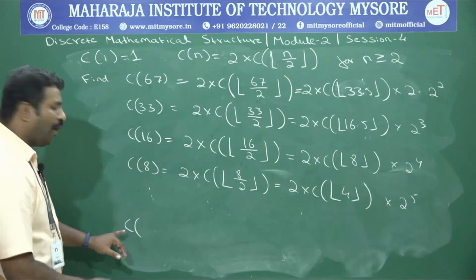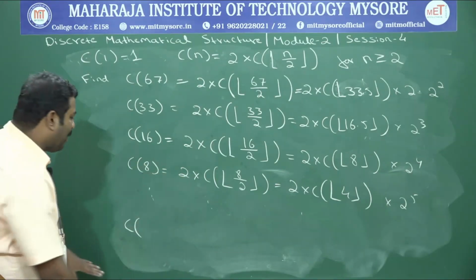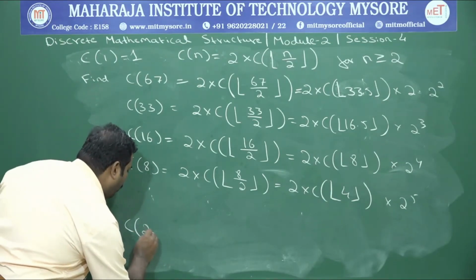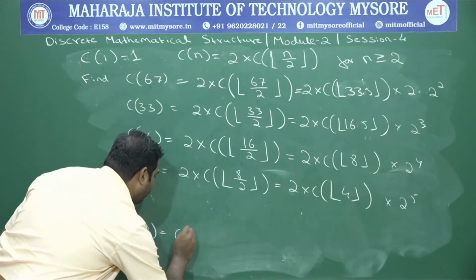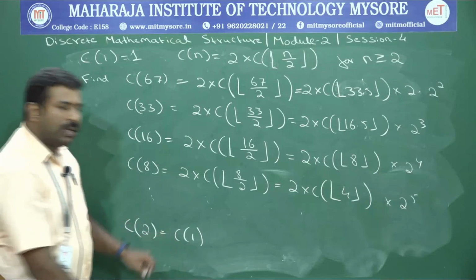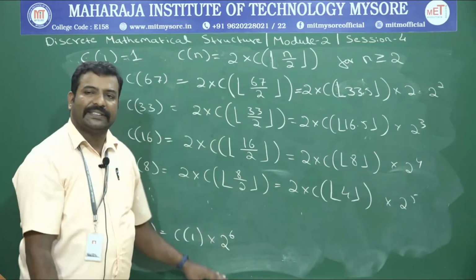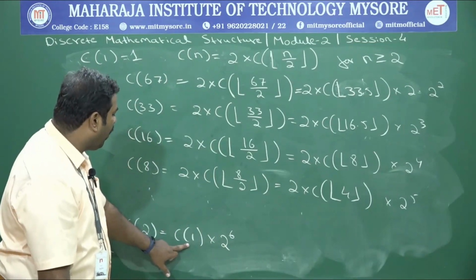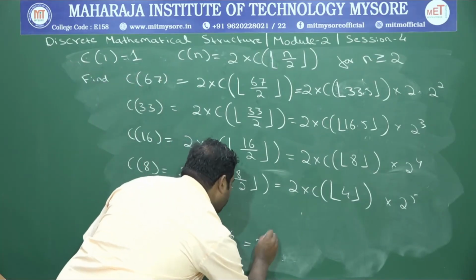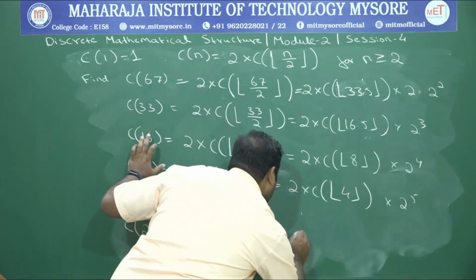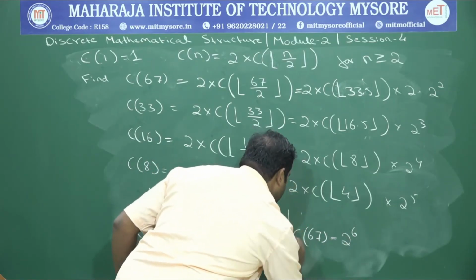I'm going to stop at C of 1. Until 1, I'll keep on dividing. So when I stop at C of 1, I'm going to end with C of 1, which is going to be 2 to the power of 6, because I'll be multiplying by 2 six times. Now I know what C of 1 is. C of 1 is 1. Hence at the end, C of 67 is equivalent to 2 to the power of 6.